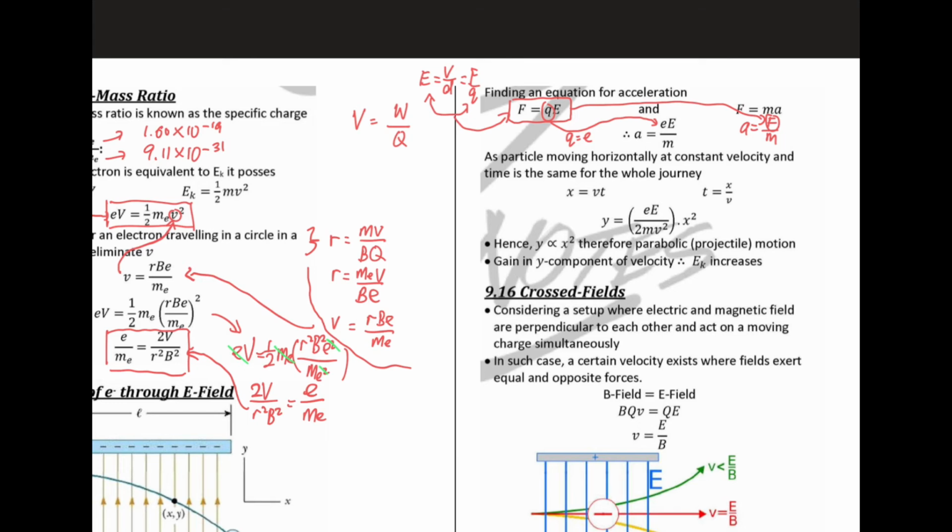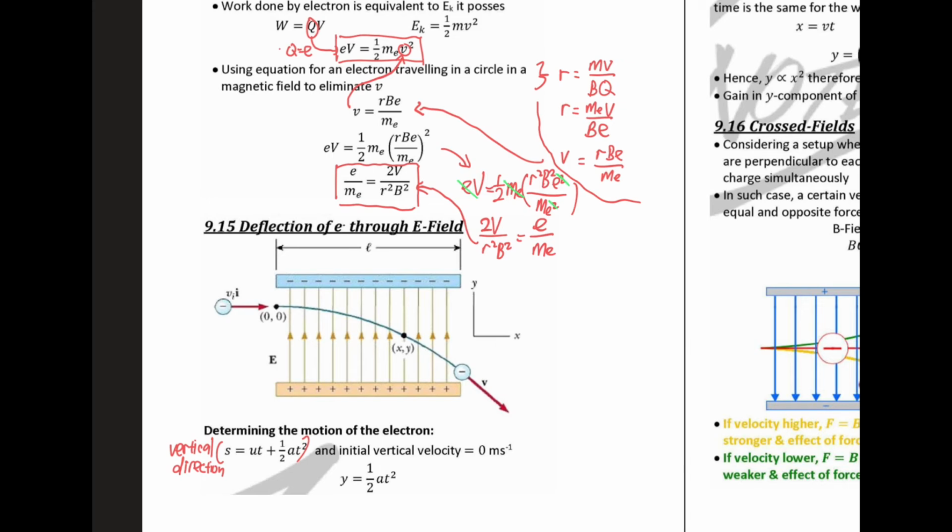Now, the particle is moving horizontally at constant velocity, and the time is the same for the whole journey. So it means what? Let's see the screen. Let's see this side again. Horizontally, it has no acceleration. And horizontally, the time it takes to reach from here to this point is the same as the vertical. The vertical means the time it takes from here to reach y. So maybe I draw it out.